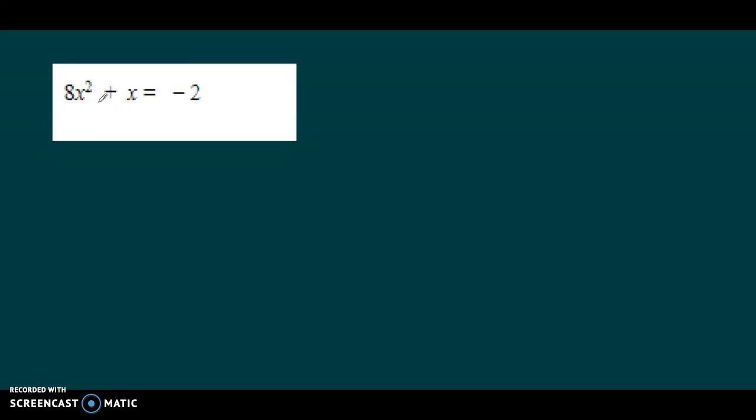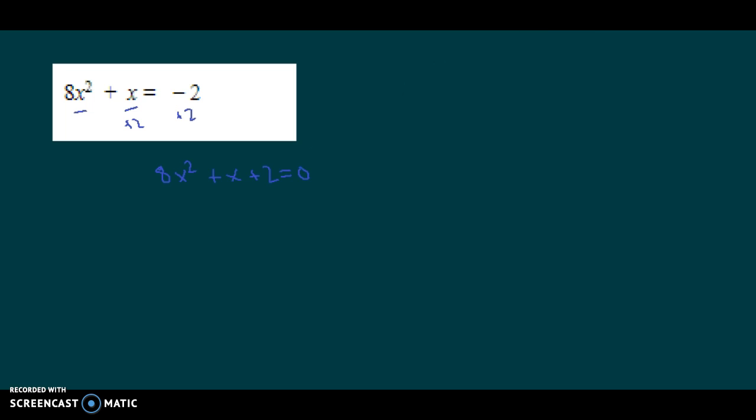We have a quadratic equation. You guys have done enough of these by now to know that for this one, since there's an x squared and an x, I can't simply isolate and square root. I'm going to have to start by getting one side equal to 0. So I'm going to add 2 to both sides. When I do that, I'm going to end up with the equation 8x squared plus x plus 2 equals 0.